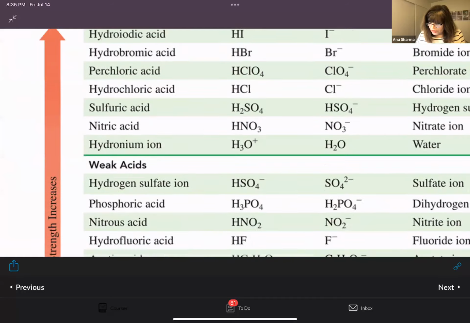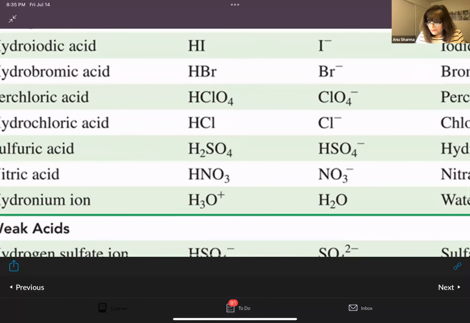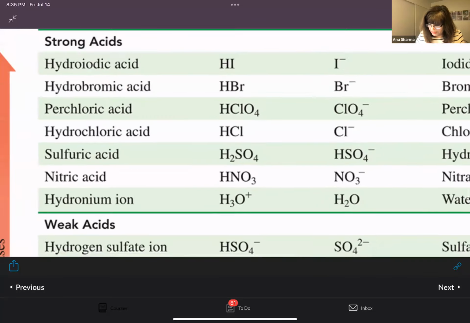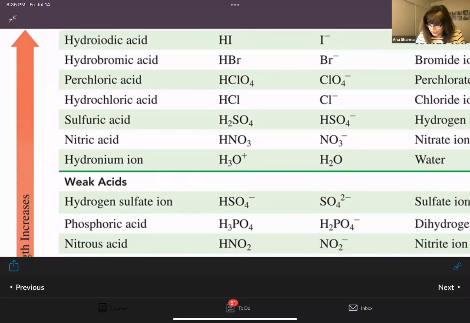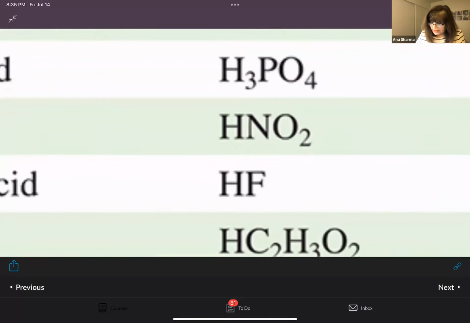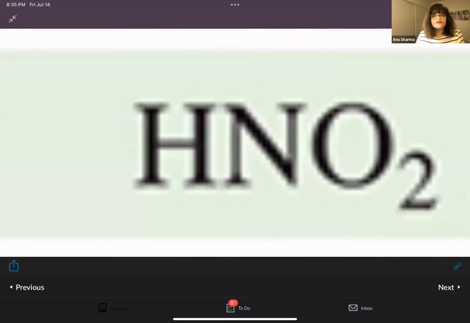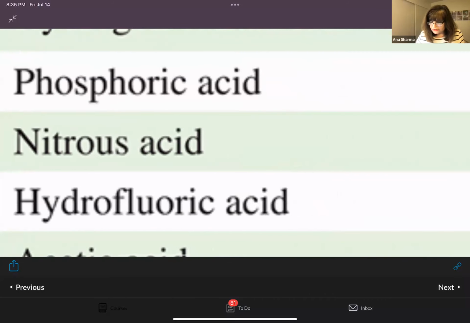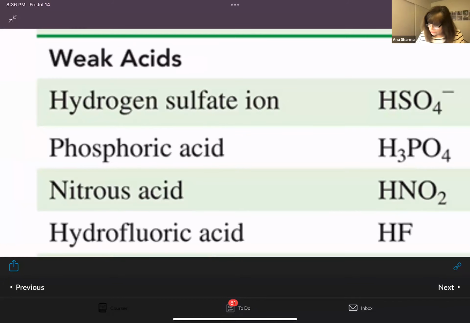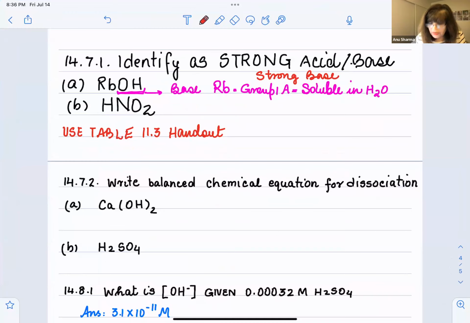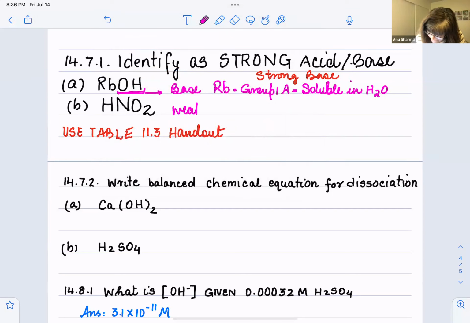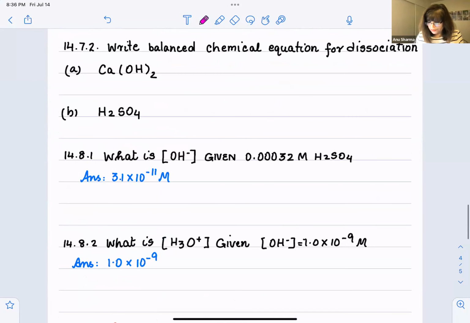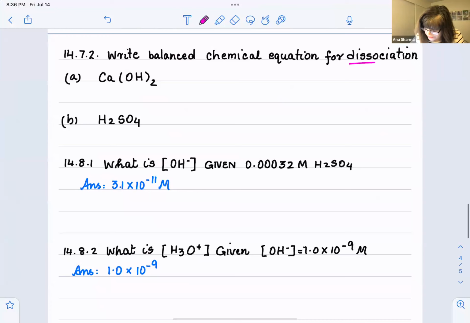Now here you can look at the acid side. Where do you see nitrous acid? Among the actual strong acids, we do not see HNO2. We see HNO3, but not HNO2. Keep going down and you see HNO2 falls in the category of weak acids, meaning it is not going to liberate hydrogen ions easily. Everything is in comparison, but you can refer to the table in the handout.